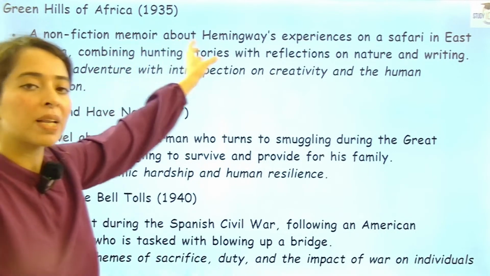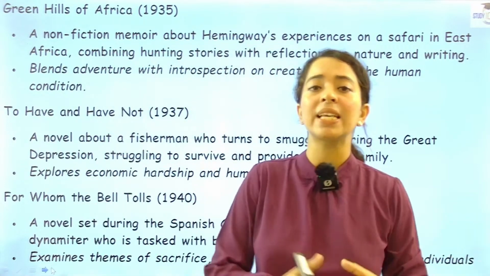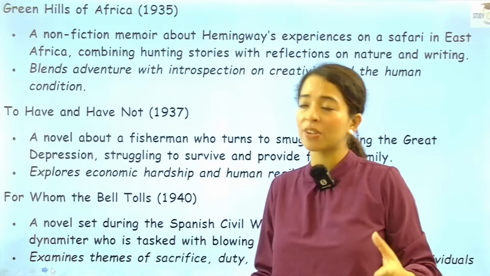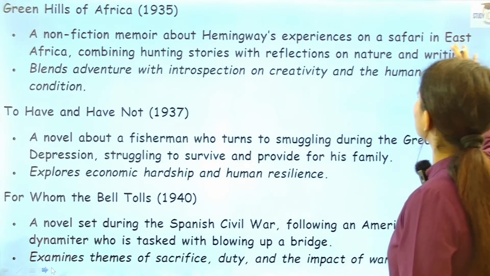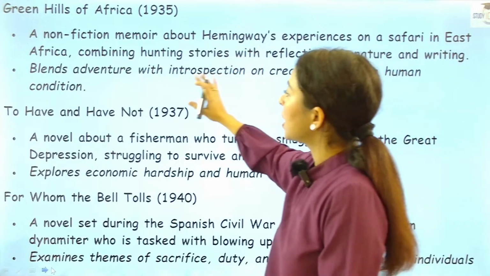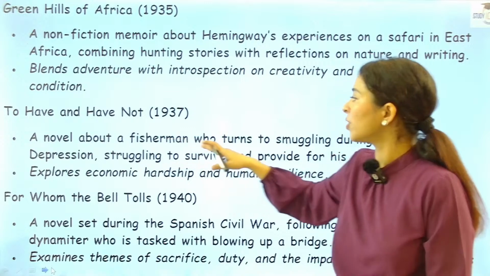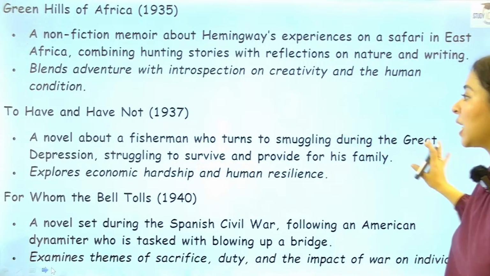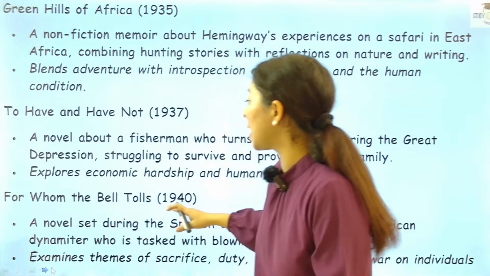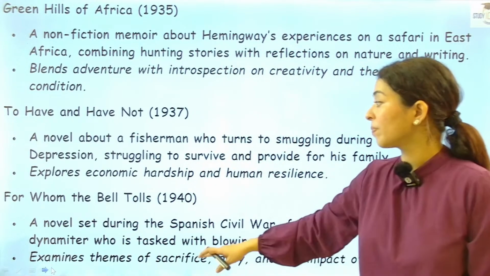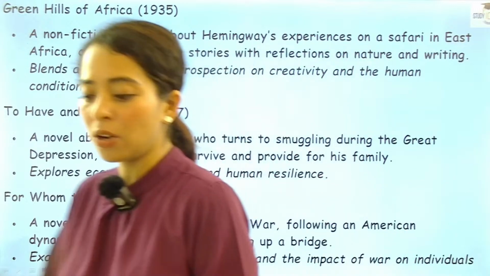It's a memoir, मतलब जब वो अफ्रीका गया था तो कैसा था उसका सराउंडिंग, किस तरह से उसका एक्सपीरियंस रहा, वो मेमोयर होता है. About having experience of a safari in East Africa. To Have and Have Not, 1937. It's about a fisherman who turns to smuggling during the Great Depression. And then there is For Whom the Bell Tolls, that's 1940. It's again a novel that is set during the Spanish Civil War.